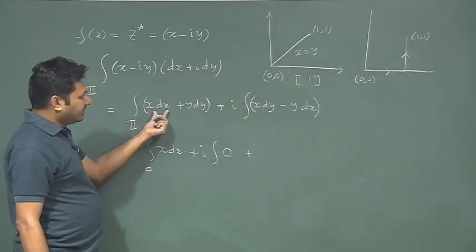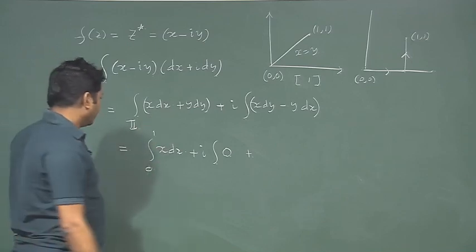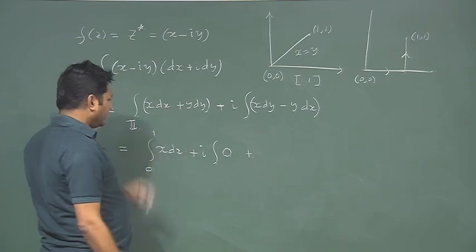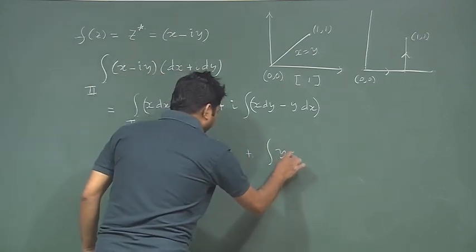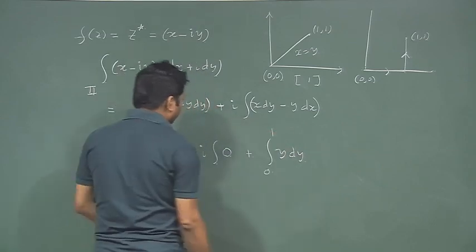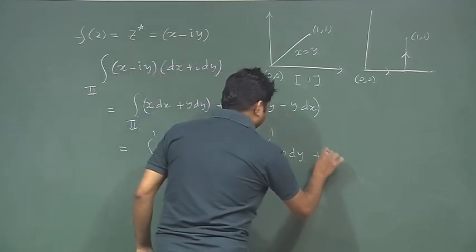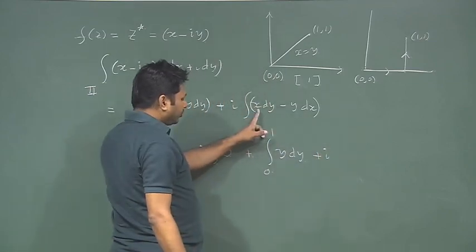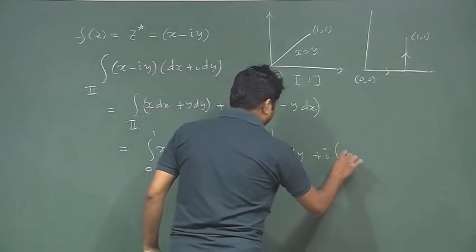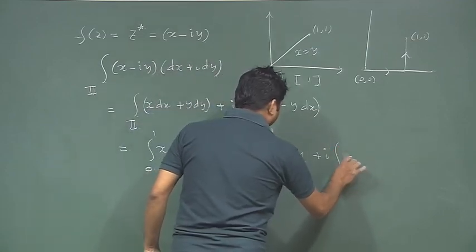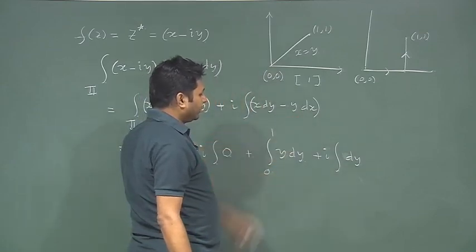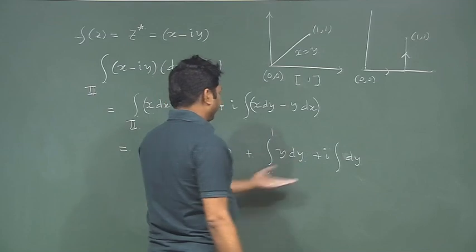So, x is now fixed to 1 value. So, dx is now 0, y is changing. So, integration of y dy with the limit 0 to 1 plus i, x is 1 and dy is changing. So, I should have this quantity, x is 1 and dy is changing, but here dx is not changing. So, this quantity will not be there. So, this is the entire thing I have.